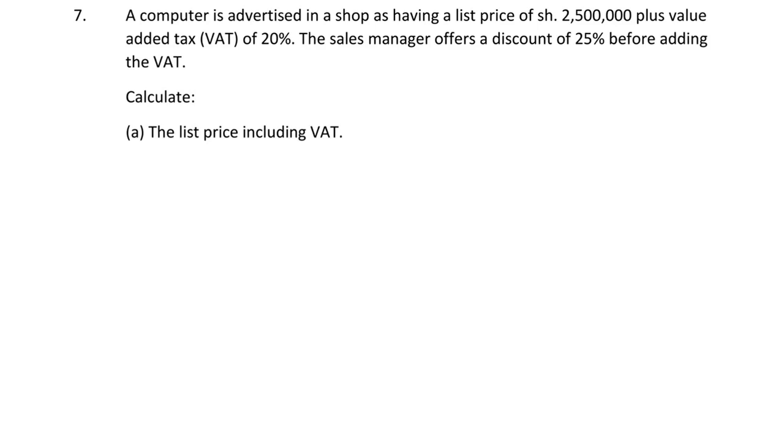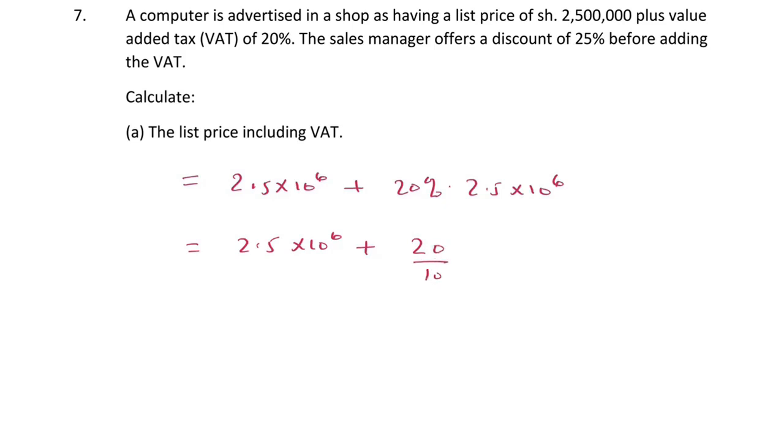Okay, so this is a percentage problem. The list price including VAT equals 2,500,000 plus 20% of 2.5 million as VAT, which equals 2.5 million plus 20 over 100 times 2.5 million, of which after solving the values we have 3 million, and this is the value required.